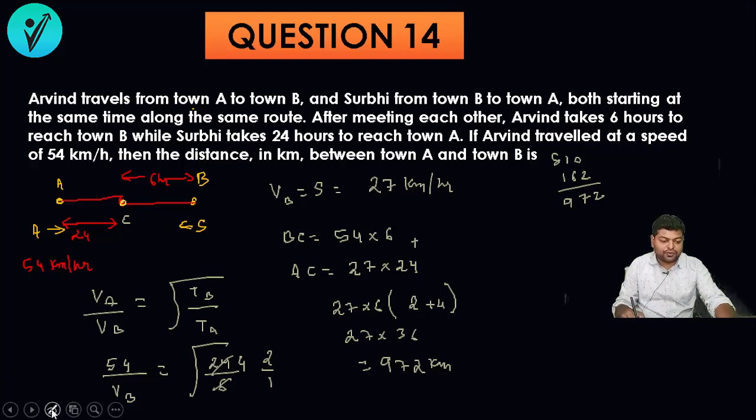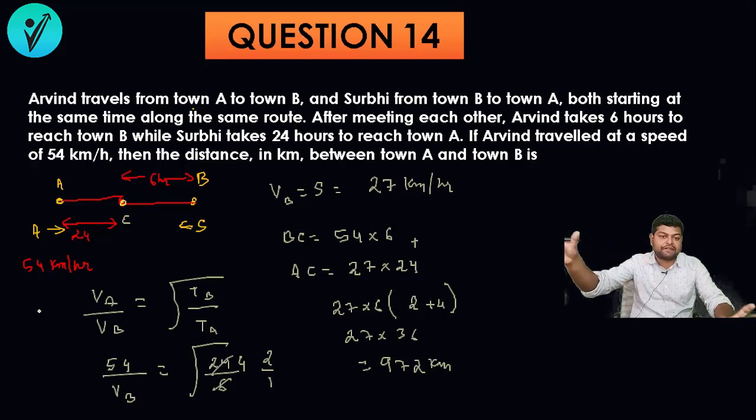Answer to question number 14 is what? It's 972 kilometers. What I did, I simply used this relation to get the speed of Surbhi. Once I have the speed of Surbhi, I know what distance was traveled by Surbhi in how much time, and what distance was traveled by Arvind and in what time. I just combined both the distances. I got the answer, which is 972 kilometers.